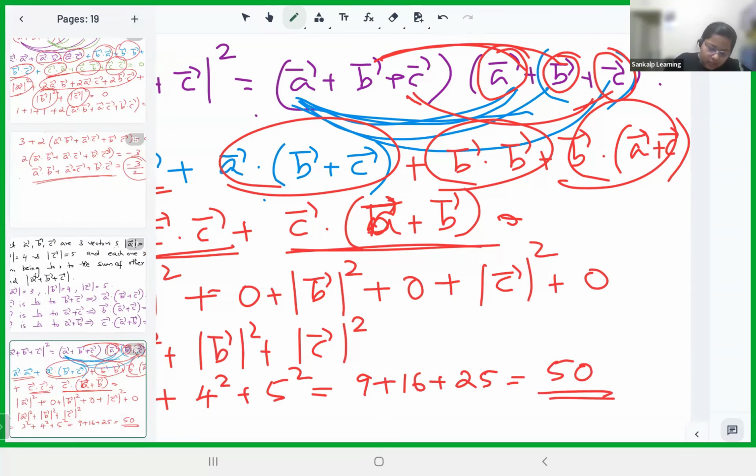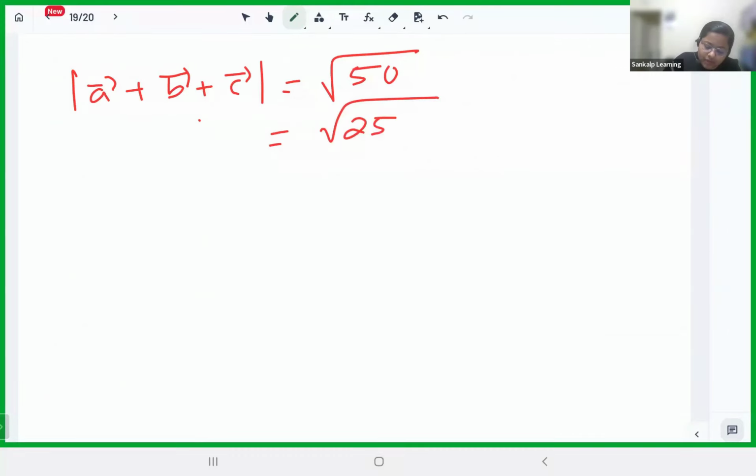But we need the magnitude of vector A plus B plus C. This was vector A plus B plus C the whole square, so you have to take the root of that, root 50. This can be written as root of 25 into 2, that is 5 root 2.